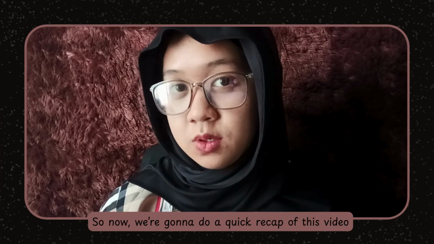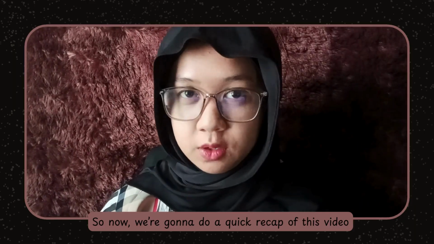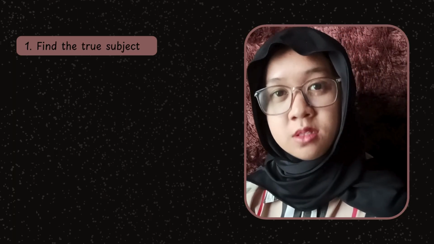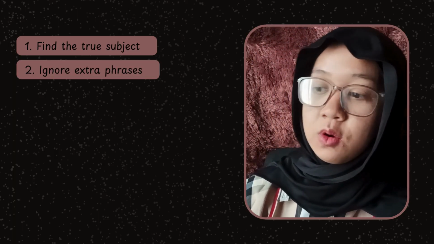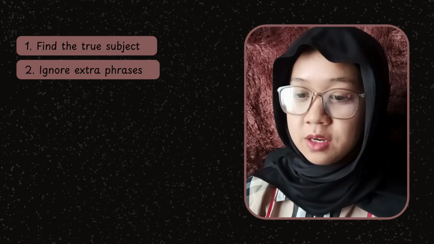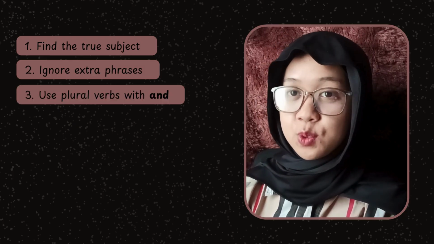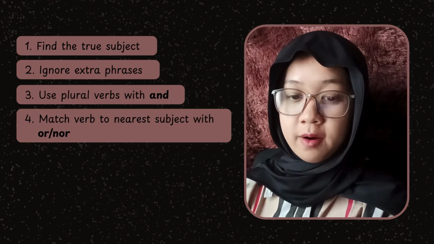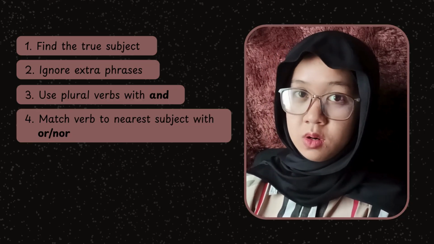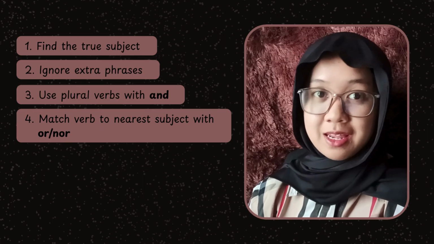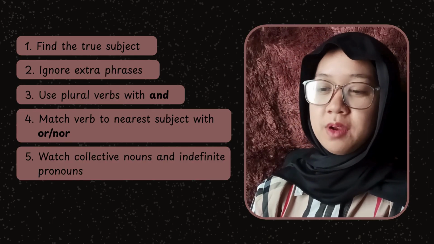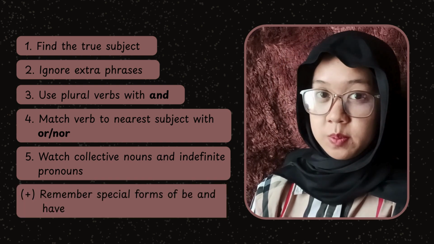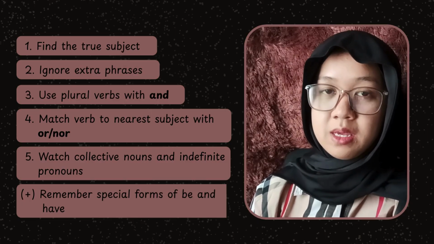So now we're going to do a quick recap of this video. First, find the true subject and match the verb to its number. Second, ignore phrases that come between the subject and the verb. Then use a plural verb for subjects joined by "and." Then match the verb to the nearest subject with "or" and "nor." And lastly, watch out for collective nouns and indefinite pronouns, and remember the special forms of "be" and "have."